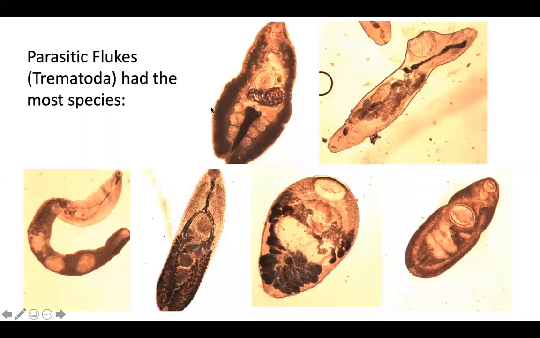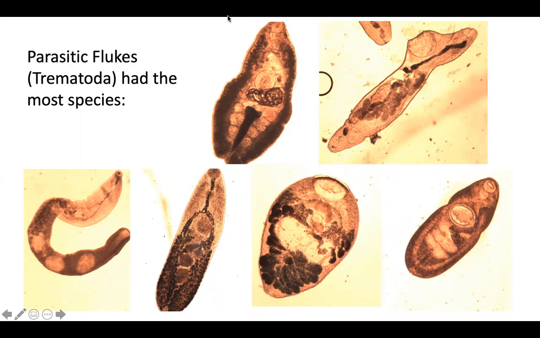So again, the trematodes had the most species, and I found a lot of adult trematodes. These are just some examples of some of the species we found. And I know that the first time I saw pictures of parasites, I didn't know what I was looking at. So I just wanted to show you guys some photos and explain what they look like, because I think they're very beautiful and have very interesting anatomy.